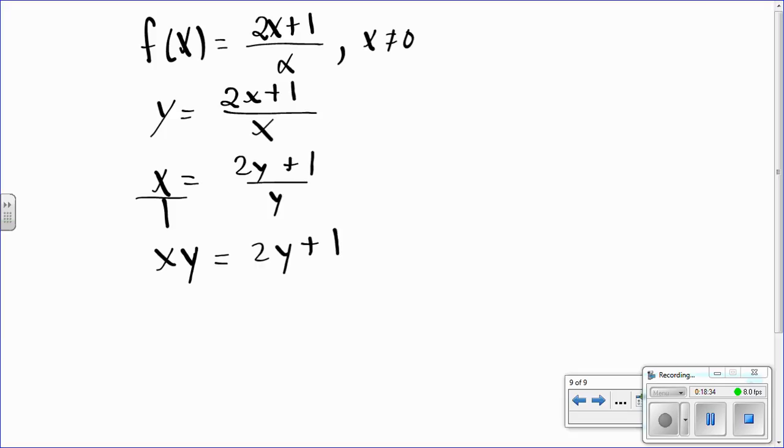It's going to be very useful to you next year in calculus, when you start doing implicit differentiation. Gather your like terms on one side. I'm trying to isolate the y, so I'm going to put all the y's on one side. I have xy minus 2y equals 1.